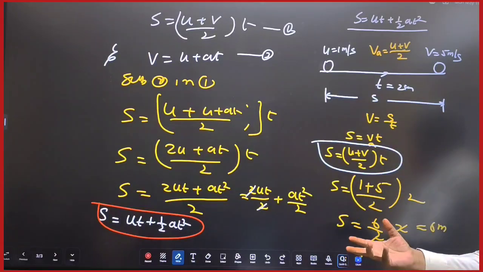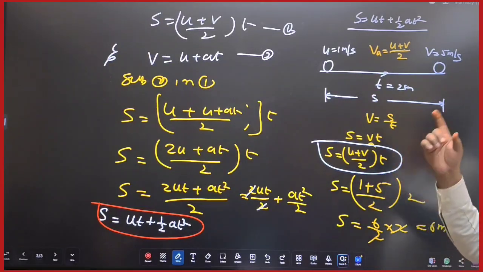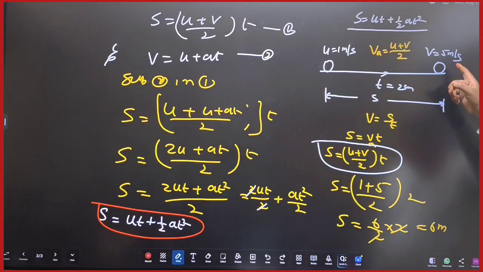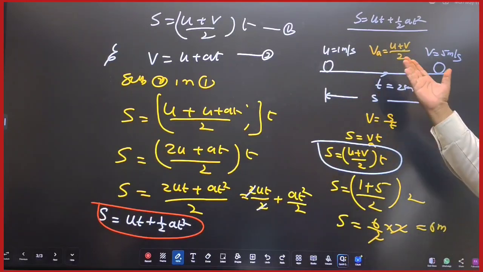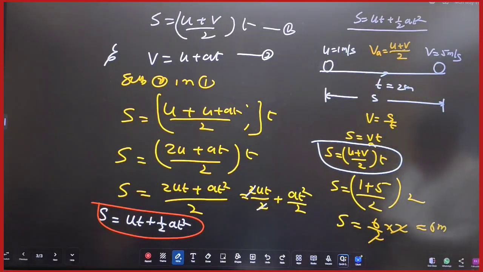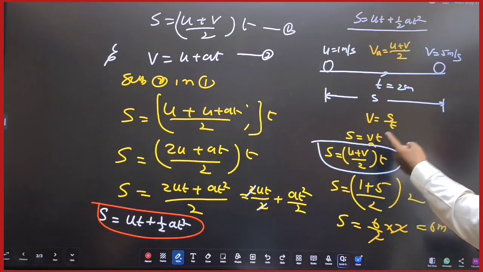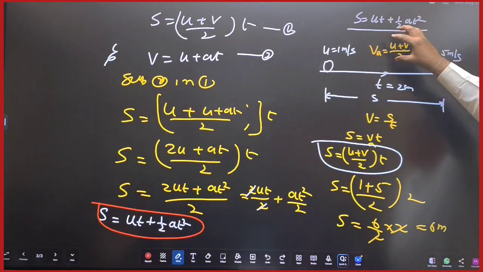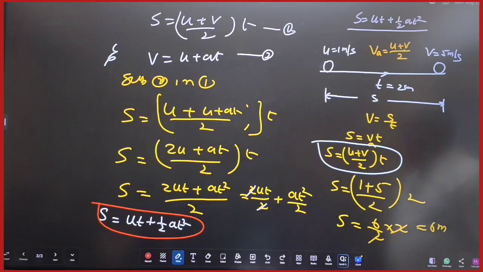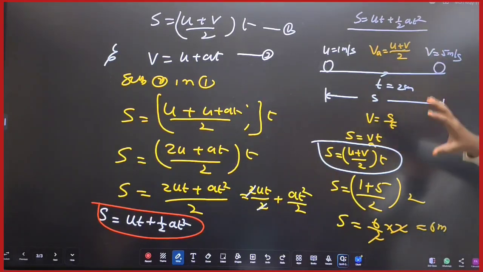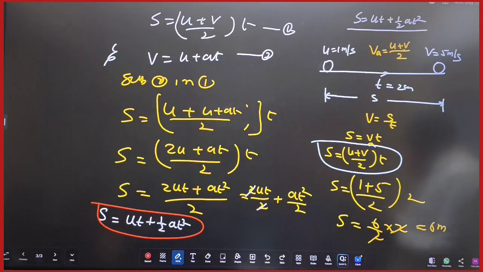If velocity is not constant, slowly increasing, then you have to consider two situations: initial velocity u and final velocity v, and take the average, which is (u plus v) by 2. So if velocity is not constant, you take average velocity into time, and in place of average velocity you keep that and multiply by time. So this is one formula to find the displacement. You got the displacement by using this formula also.